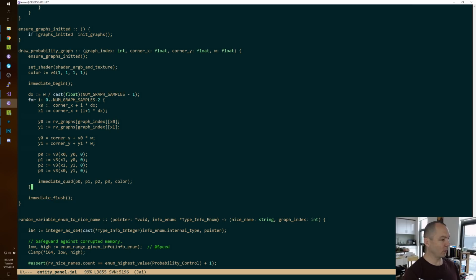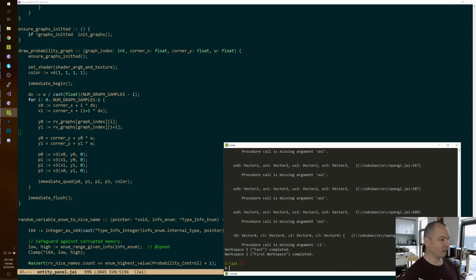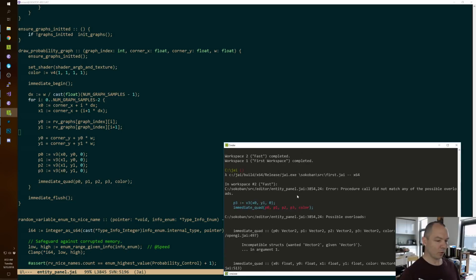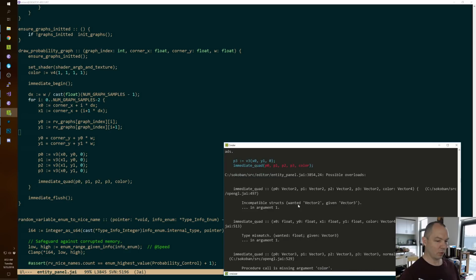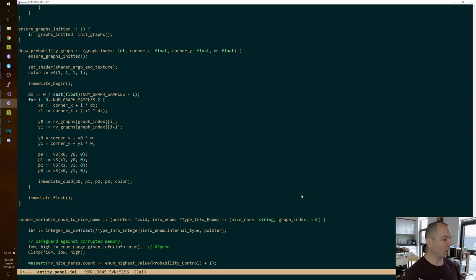Array subscript must be an integer. Ha ha. What kind of a dummy am I? Okay. It doesn't like our overload of immediate quad. Oh, we have one for vector 2s with color. Let's use that.